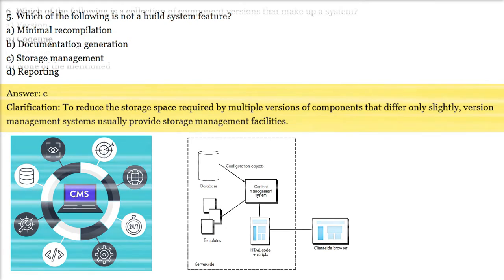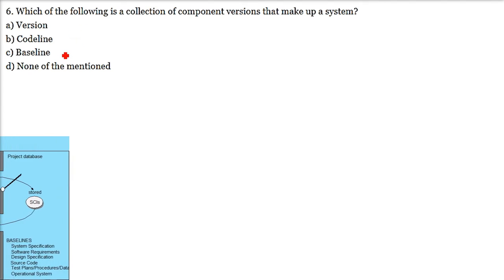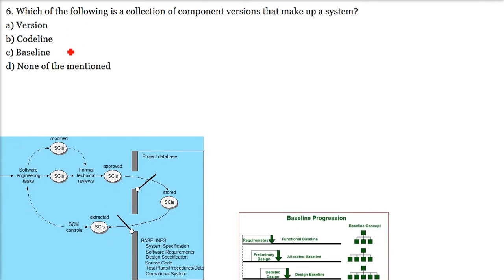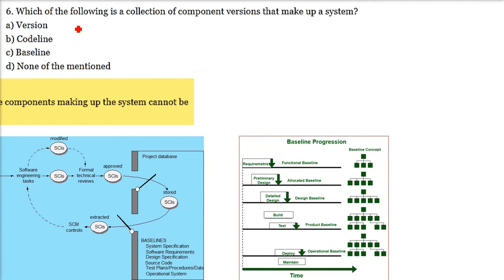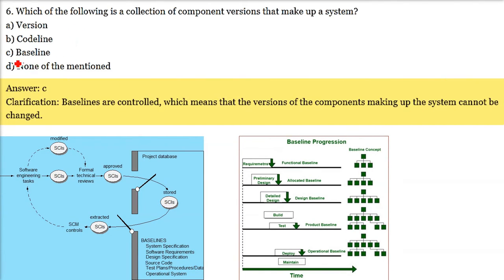This is done actually. Which of the following is a collection of component versions that make up a system? So collection of component versions we are talking about. And the answer is C, baselines. So baselines are controlled, which means that the versions of the components making up the system cannot be changed, and if they need to be changed, a proper formal technical review has to be followed.